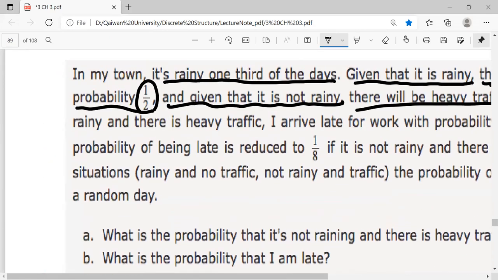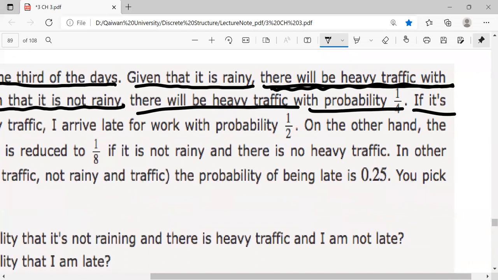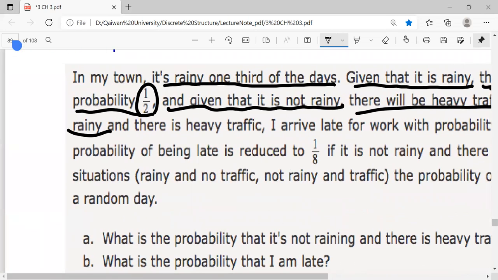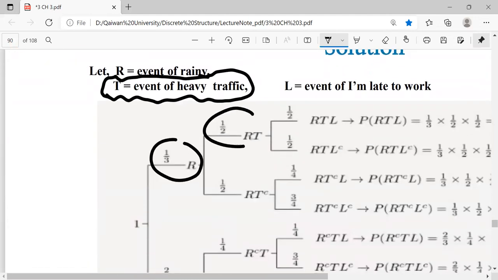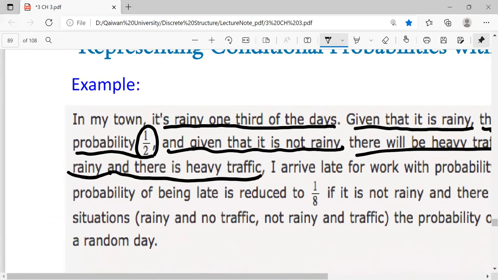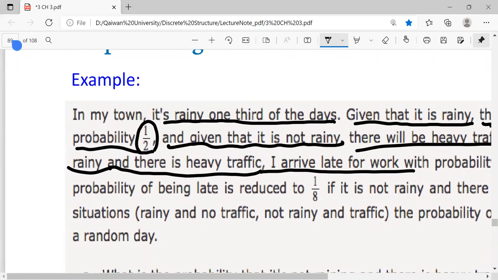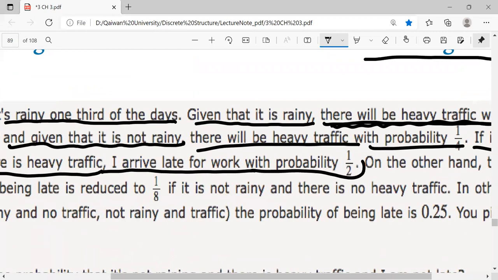Then, if it is rainy and there is heavy traffic, as you see here, it becomes two parts: I arrive late to work or not late to work. That's written down. I arrive late for work with probability a half. That means the probability of being late if it's rainy and heavy traffic is 1/2.